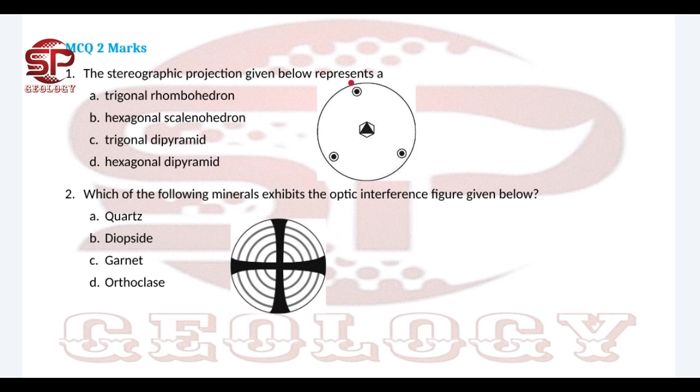Then the stereographic projection given below represents what? The stereographic projection given here represents 6 bar. 6 bar is equal to 3 by m. The name of 6 bar is trigonal dipyramid. The answer will be trigonal dipyramid.